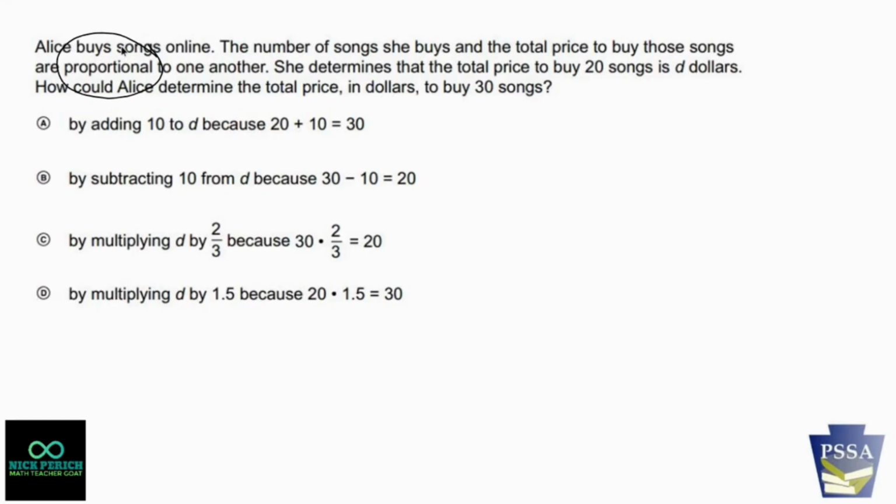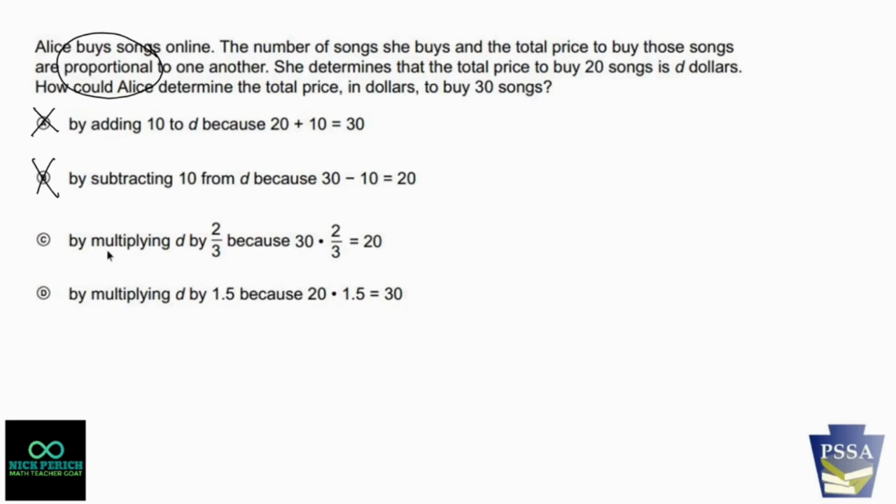All right, well, the key phrase here is proportional. And proportional means multiplicative. That means multiplication. So if you right away look at A and B, you're going to cross both of those out because A mentions adding. Nope, that's not multiplicative. And B mentions subtracting. That's not multiplicative either. So it's either going to be C or D.